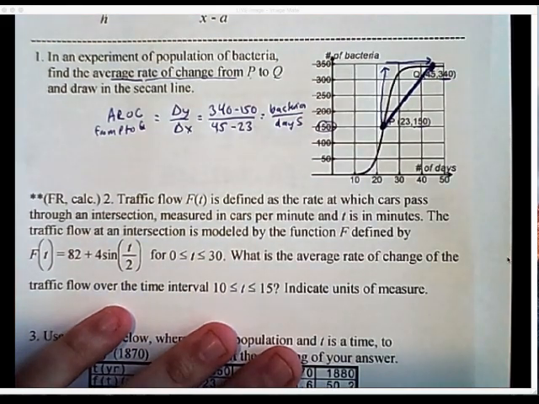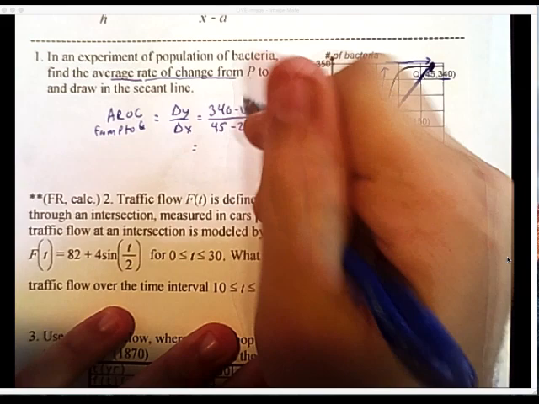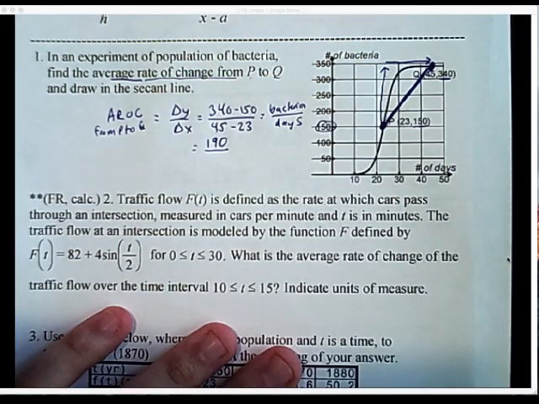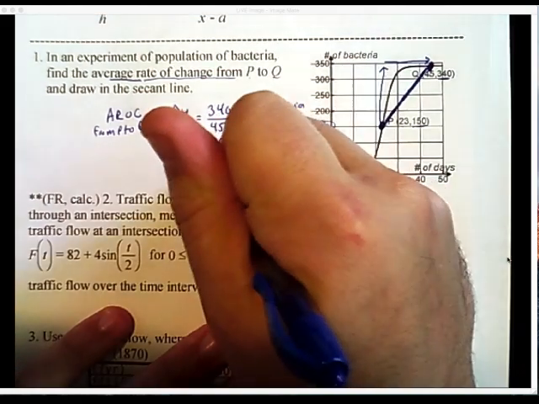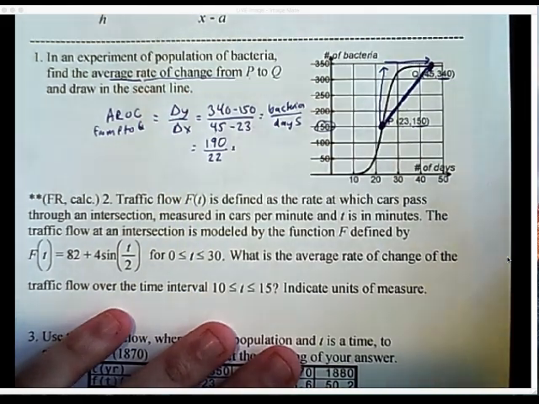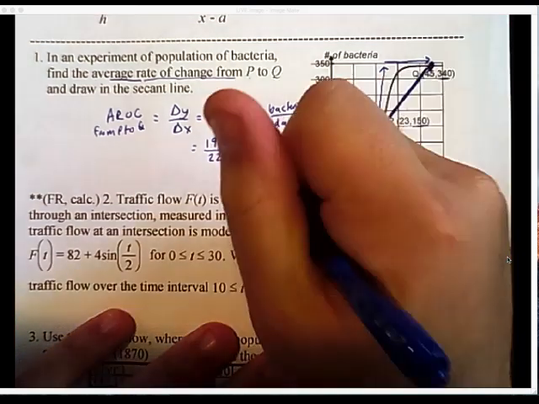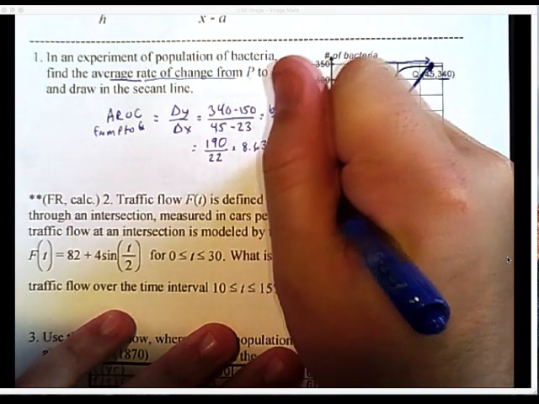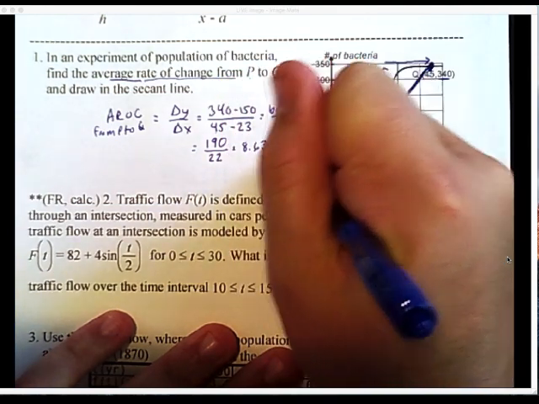Okay, so if we do some simplification here, 340 minus 150 is 190. 45 minus 23 is 22. And then we can turn this into a decimal if we want. So in a calculator, just do 190 divided by 22, and you'll get 8.636. The units would be bacteria per day.